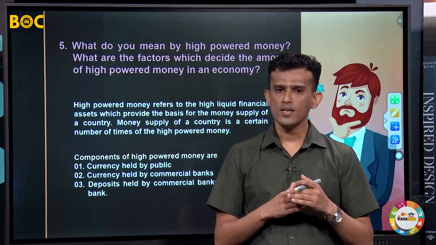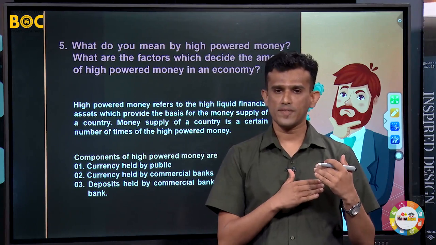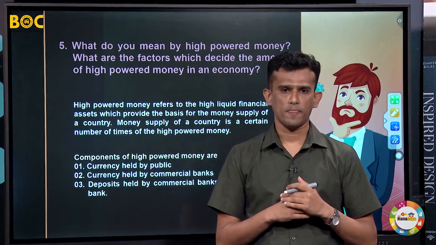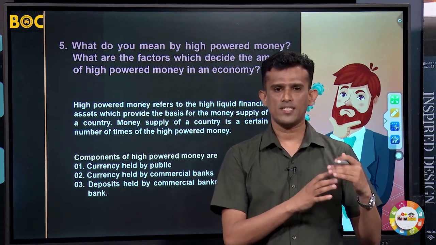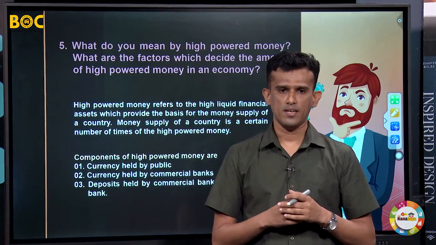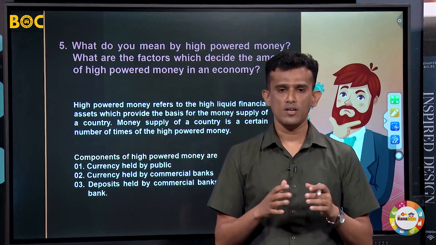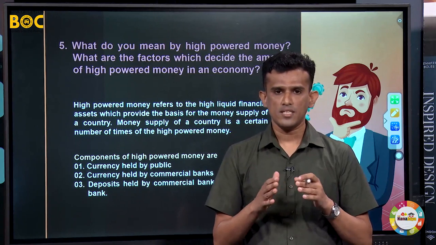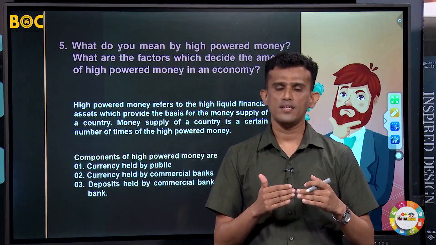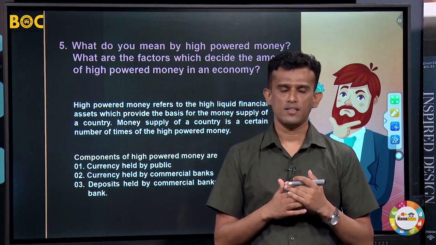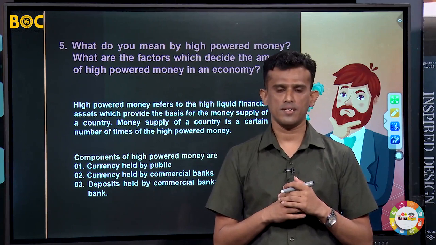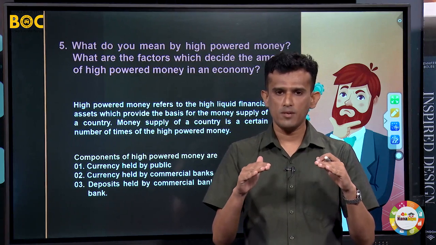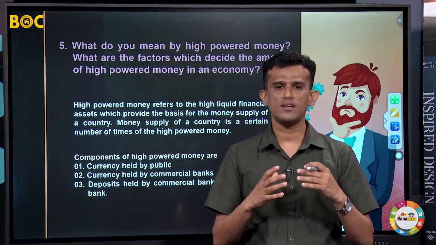Therefore, if the central bank or the monetary authority of the economy did not issue currencies to the economy, we won't be able to identify something called currency held by the public, and we won't be able to identify the deposits held by the public in the banking system. That is why we say that high-powered money is the financial assets which provide the money basis for the money supply of the country. Based on the high-powered money issued by the monetary authority only, the money supply of the country is formed.